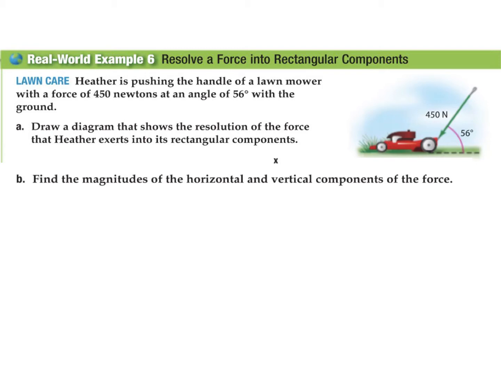So you kind of see a photo, but if I just go ahead and say I'm pushing down the handle at 450 newtons at a 56 degree angle, I can say that that is vector x, my horizontal, and vector y, my vertical, and create that vector that's the 450 newtons at that angle.